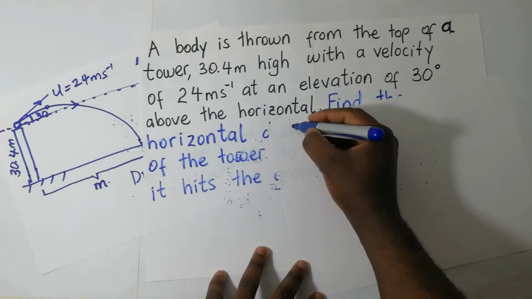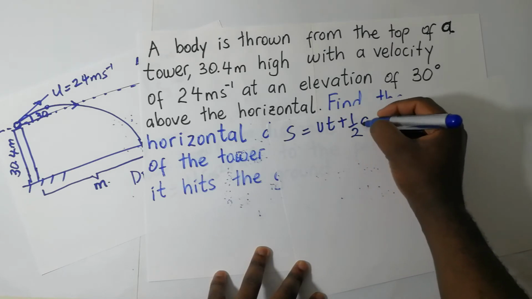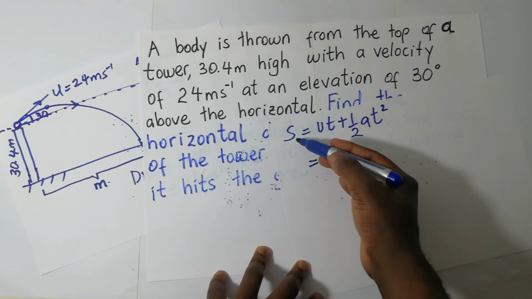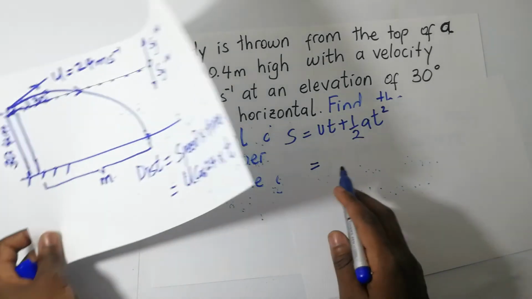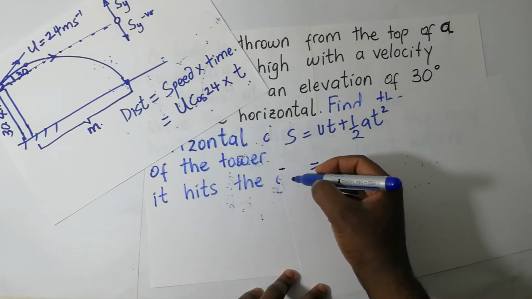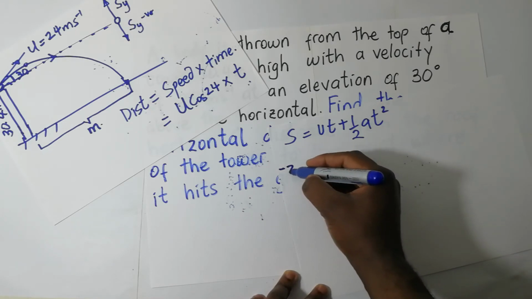So we know that S is equal to ut plus a half at squared. We are using this from first principles. What is the displacement S? The displacement is in the negative sense. In this case, it is negative 30.4. So we shall say this is negative 30.4.